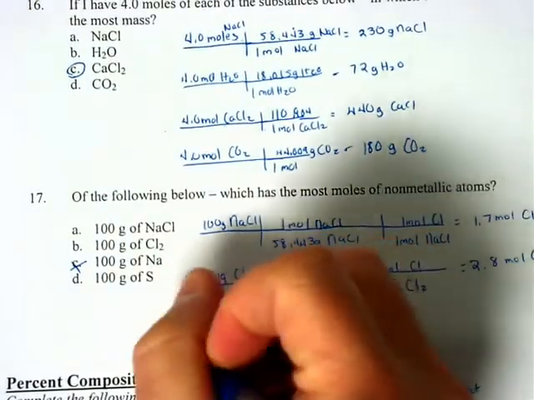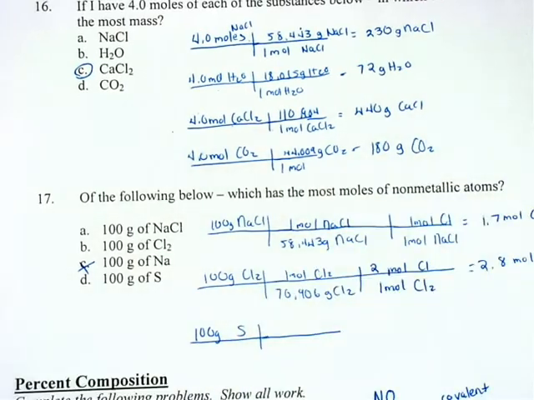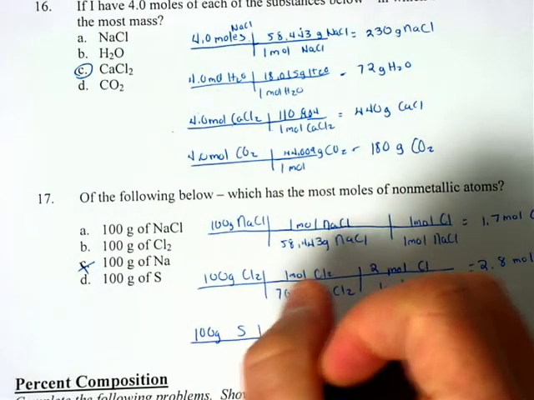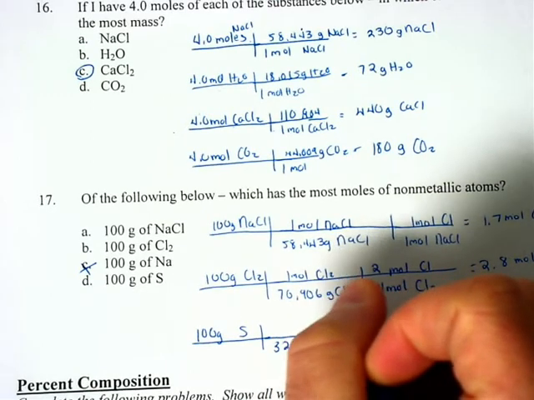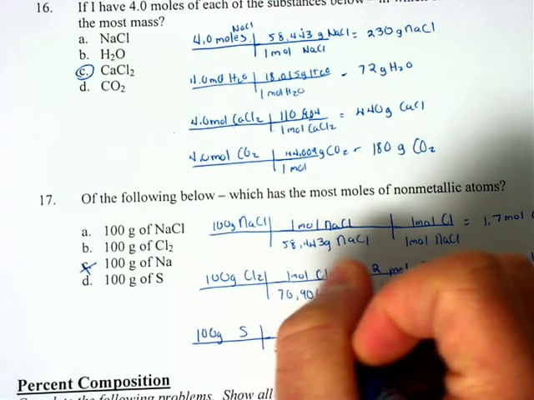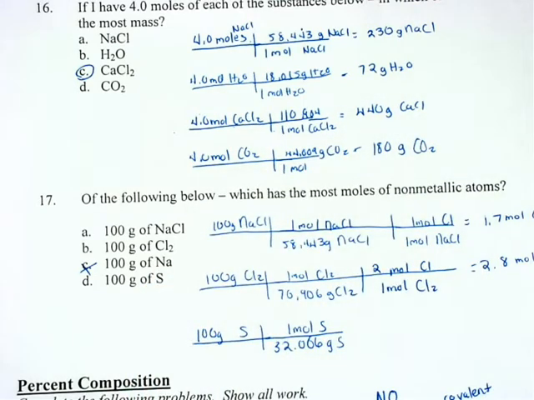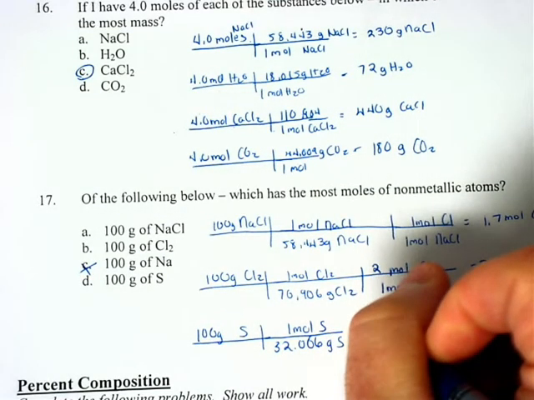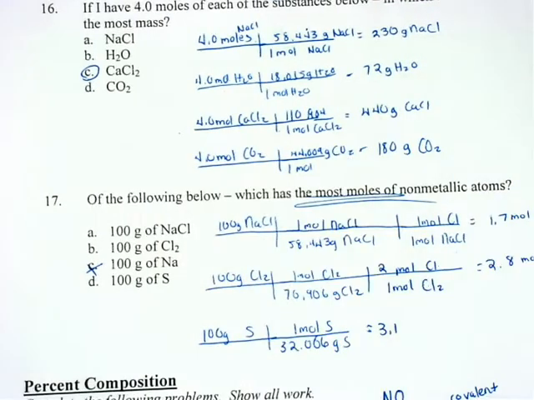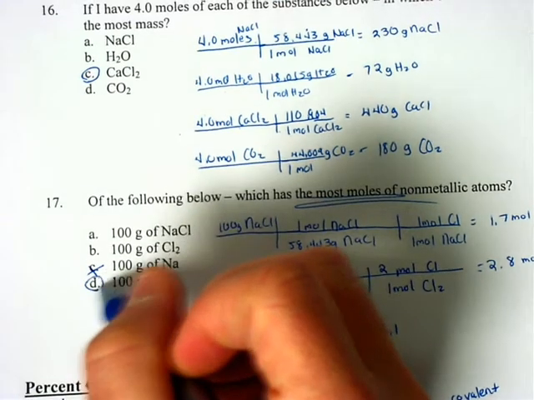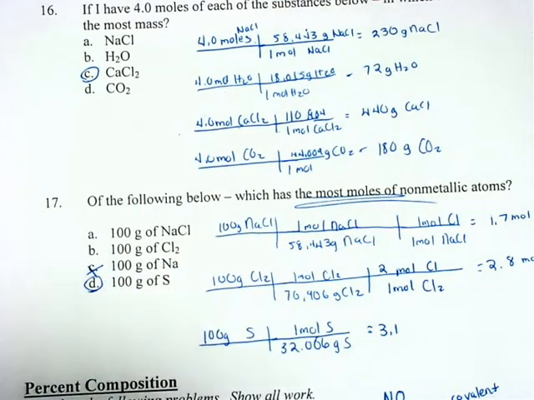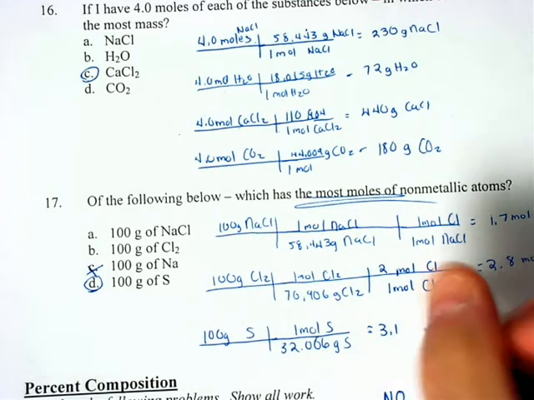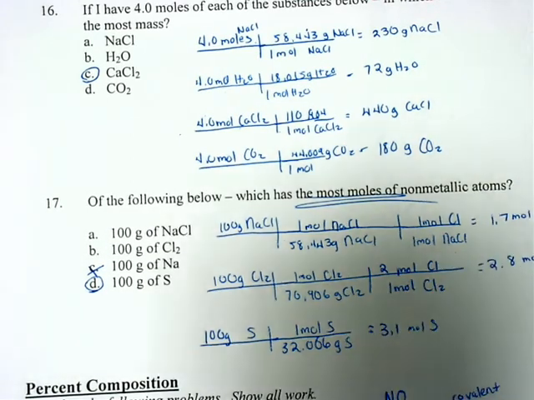100 grams of S. That's just lonely little S. What's got to go on bottom? 32.066 grams of S for every 1 mole of S. And can I break down S any further? No, there's just S in the compound. So 100 divided by 32.066, 3.119. So about 3.1. They were asking for the most moles, right? Yeah. Which one wins? D? 3.1, 2.8, 1.7? The 3.1 wins. Cool?